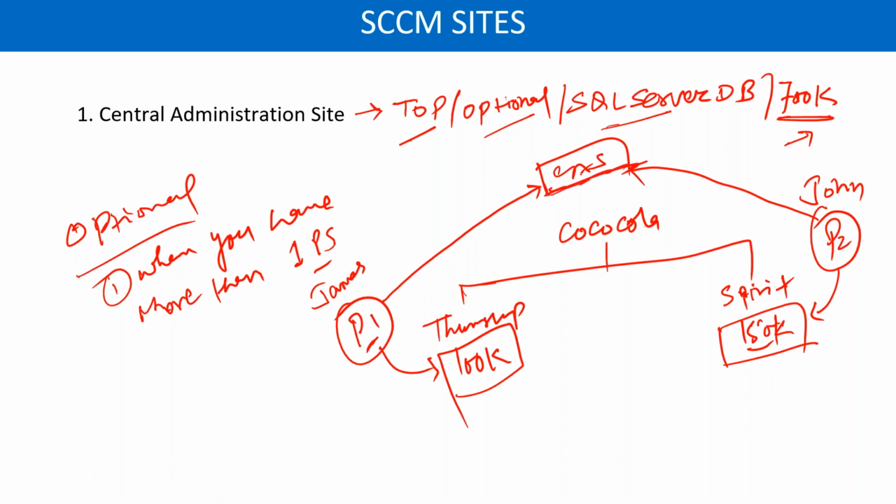So central will be acting as the top level of the hierarchy, sitting on the top of the hierarchy. You need a minimum of 2 primary sites for central. You can't have one primary and one central. Then there is no point keeping central. You at least need to have more than one primary site. Then only is a central administration site needed. I hope you guys understood this one so far.